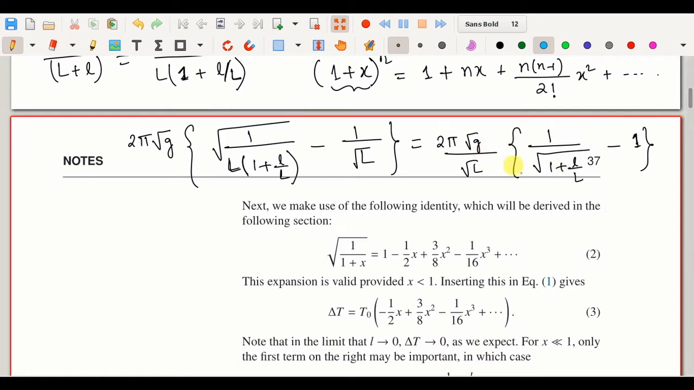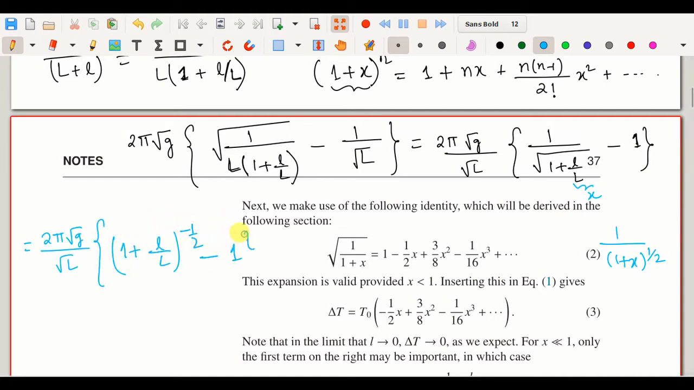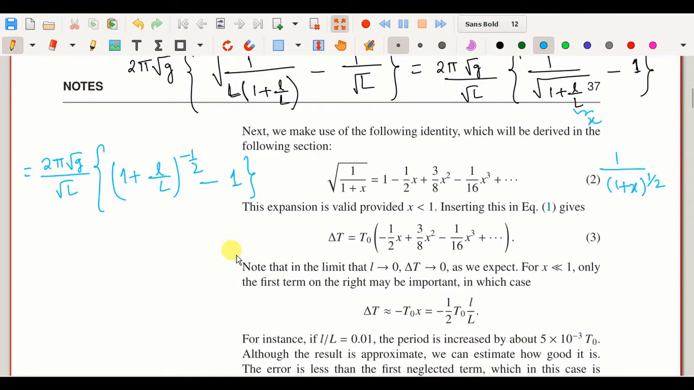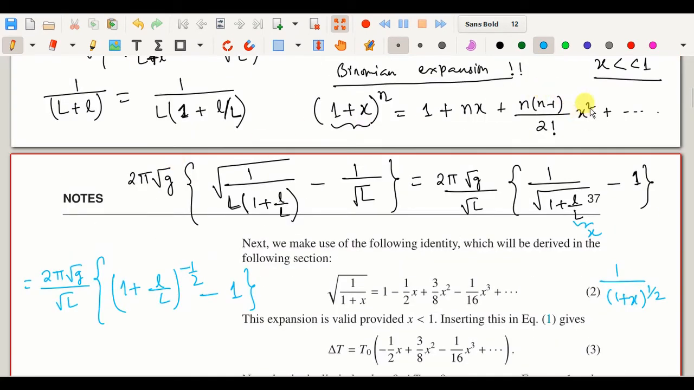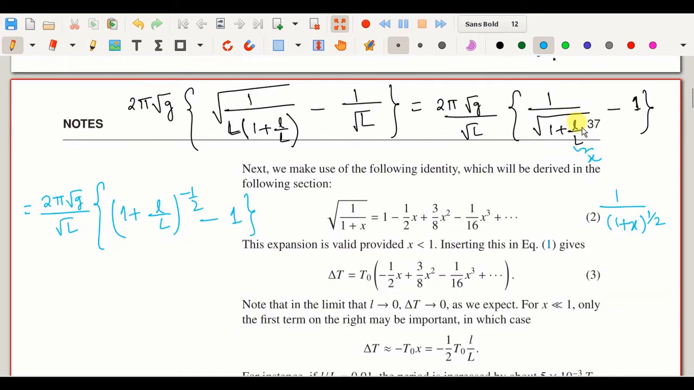Now how to proceed? Here delta L by L is our x, so it is like 1 over 1 plus x to the power half. But we have the formula with everything in the numerator, so I know how to deal with the powers. We can write 2 pi square root of g over square root of L, times 1 plus delta L over L to the power minus half, minus 1. Since delta L by L is so small, we are not going to go to second order, because it will be much smaller again. Convince yourself how it is smaller.